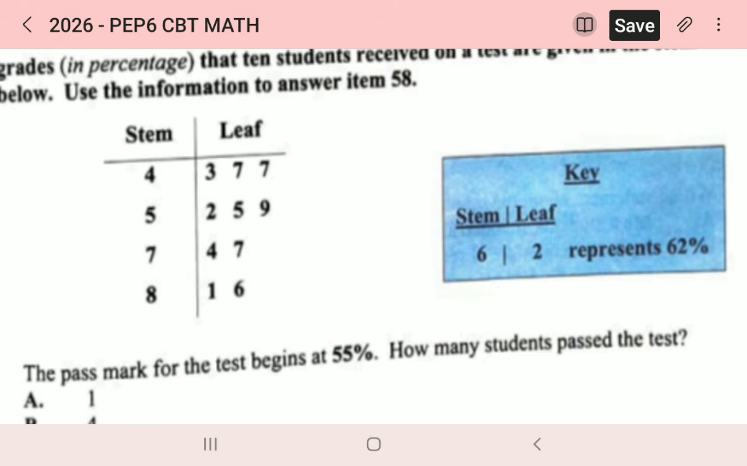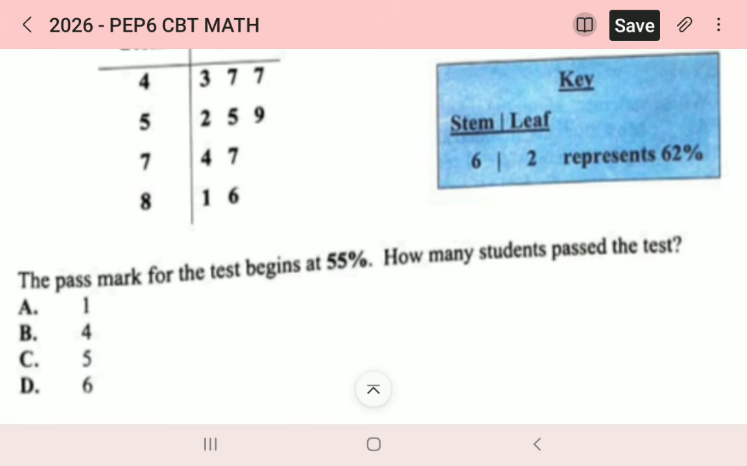So it means that 4 | 3 will be 43, 4 | 7 will be 47, 5 | 2 is 52, 5 | 2, 5 | 5 will be 55, 5 | 9 will be 59%. Whatever you see, that's how you work it based on the key. The pass mark for the test begins at 55. How many students passed the test?